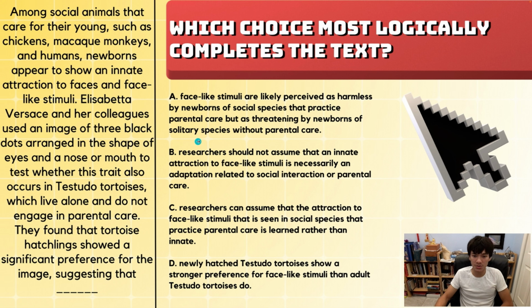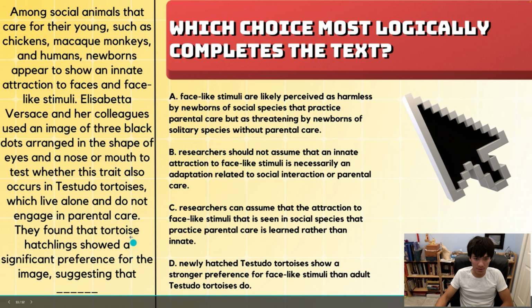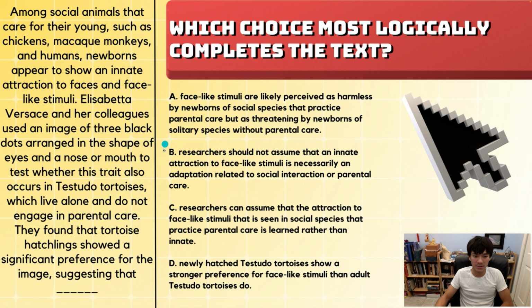B. Researchers should not assume that an innate attraction to face-like stimuli is necessarily an adaptation related to social interaction or parental care. This one does relate to the article, because they initially thought that the attraction to face-like stimuli was due to innate attraction to face and face-like stimuli due to social animals caring for their young. So they believed that this comes from the fact they were raised. But upon testing, the fact that some animals that don't engage in parental care still show preference for facial images would disprove their idea, which would make B the correct answer here.